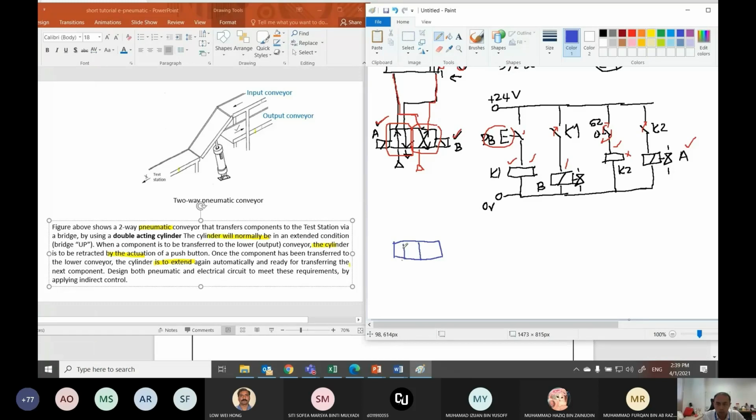But now I change, because from my definition of the push button from the question, I think it means the push button on the DCV. So that means I will only have one solenoid here. So this is something similar to your task number 1. If you remember, in task number 1 you have to actuate by hand lever first, then only you have the sensor. So I just replace this with this, and then your circuit also will be different.